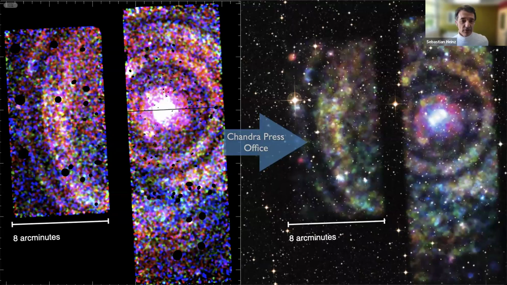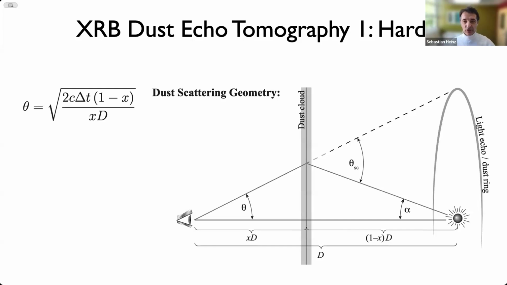Obviously, you can see Chandra's field of view is limited. We don't observe the entire echo, but it's very clear that there are multiple structures visible in this image, and they all have ring-like shapes. So this is what we expect from X-ray light echoes. And so here is how this works in terms of geometry.